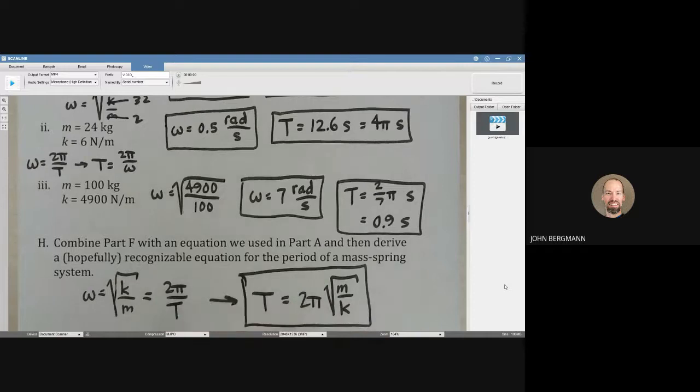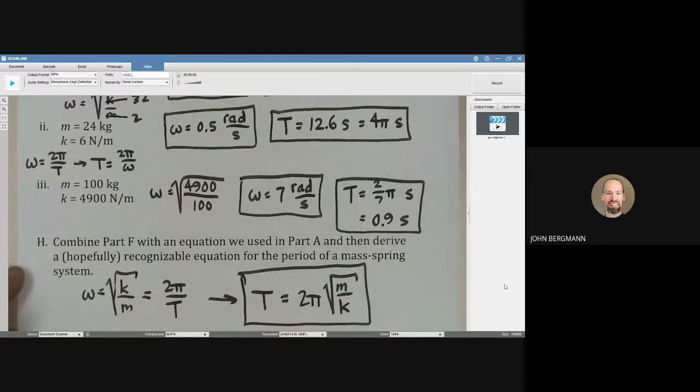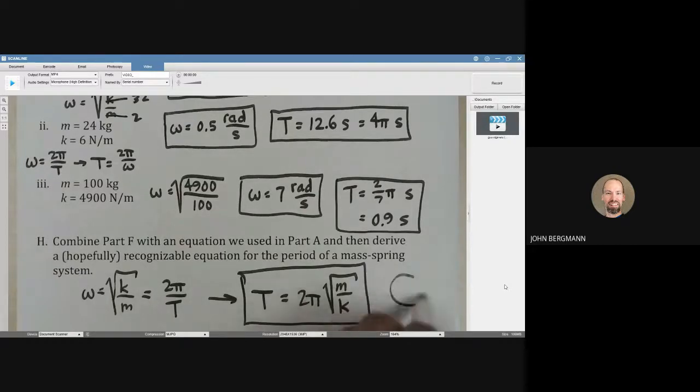I don't know if you have seen that previously in physics, but in our first year physics class, we cover the period of a mass spring system. Look at that. That's where that equation comes from. That's pretty neat.